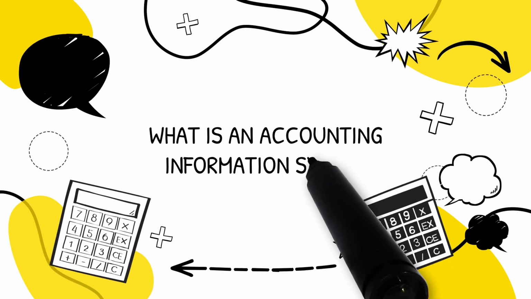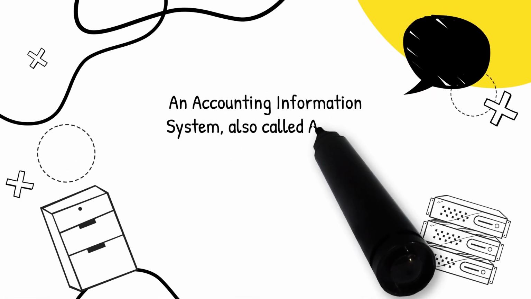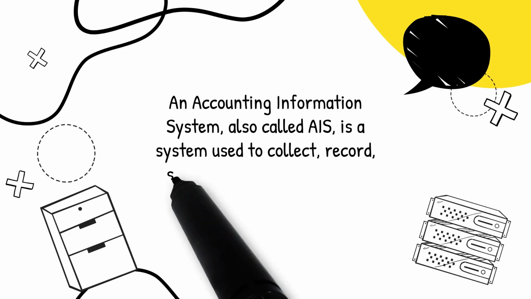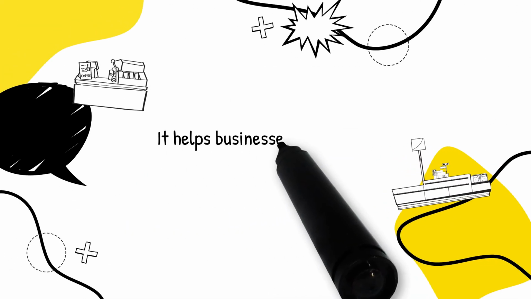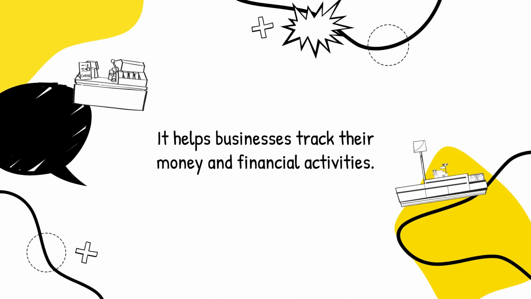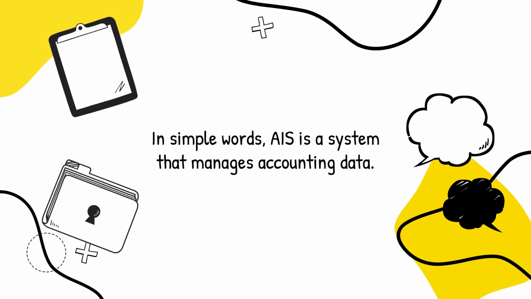What is an accounting information system? An accounting information system, also called AIS, is a system used to collect, record, store, and process financial information. It helps businesses track their money and financial activities. In simple words, AIS is a system that manages accounting data.